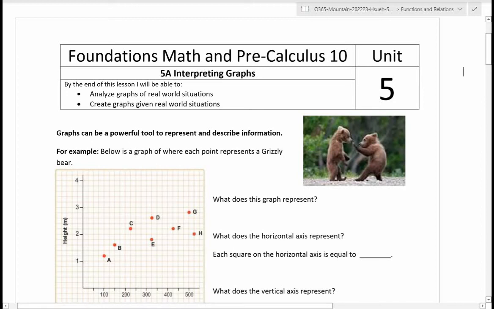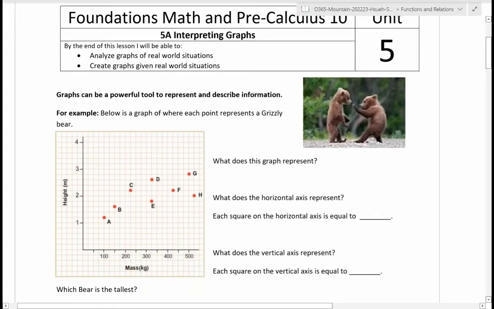All right, welcome back. We are starting a new unit here. We are going to be looking at functions and relations. But today we are just going to be looking at interpreting graphs. Graphs can be a very powerful tool to represent and describe information.